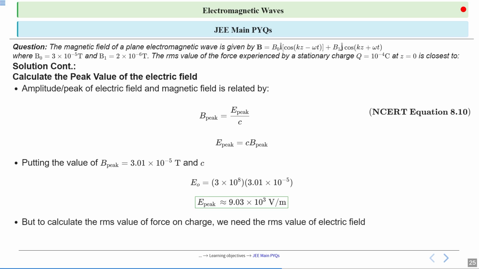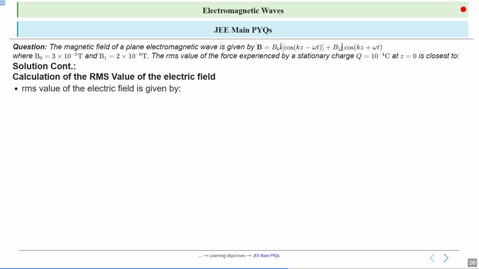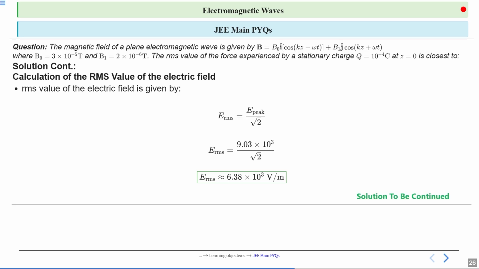But what is asked? RMS value of force experienced. Okay, so we have to find the RMS value of electric field also. We know how maximum value and RMS value are related to each other. So RMS value of electric field is given by E RMS equal to E peak upon root 2. So E RMS will be 9.03 into 10 to the power 3 upon root 2. So E RMS will approximately be equal to 6.38 into 10 to the power 3 volt per meter.